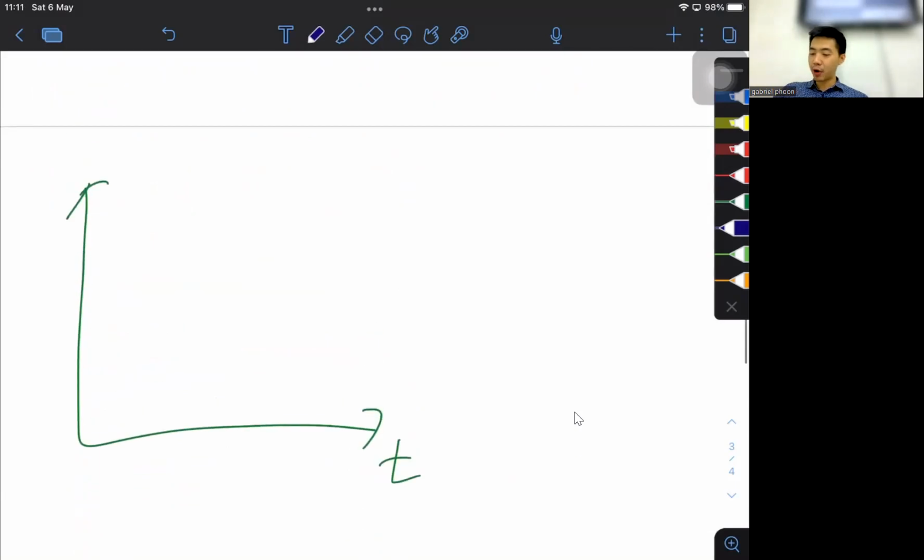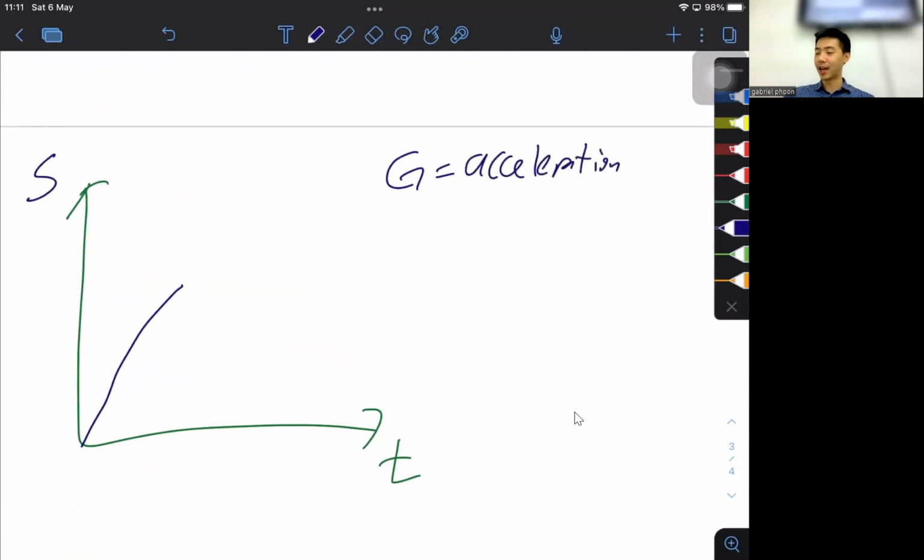But in a speed time graph, it will be a totally different scenario. In this case here, let's say for example, once again, the gradient represents acceleration. Good. Why do I know this? Because acceleration's formula is v minus u over t.